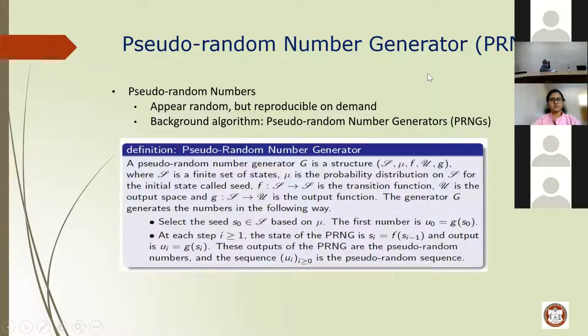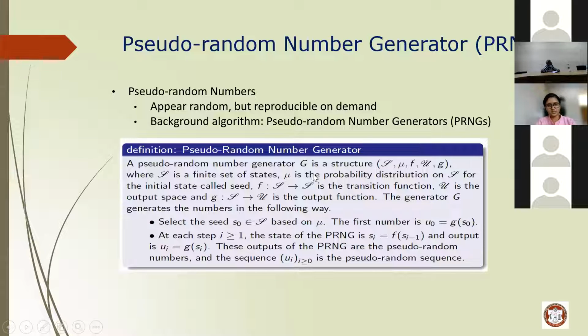A PRNG is a pseudo-random number generator. Pseudo-random numbers are numbers which appear to be random but are reproducible. This reproducibility comes from the background algorithm, called the pseudo-random number generator. By definition, we can write a pseudo-random number generator as a structure of 5 tuples, where the first is S, the finite set of states. Second is mu, the probability distribution over the seed. F is the state transition function. U is the output space, and G is the output function.